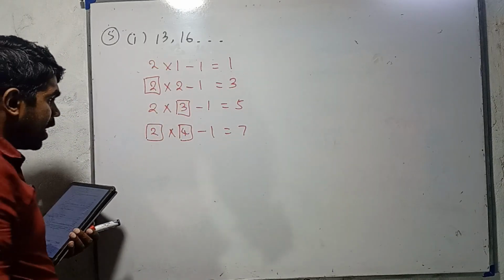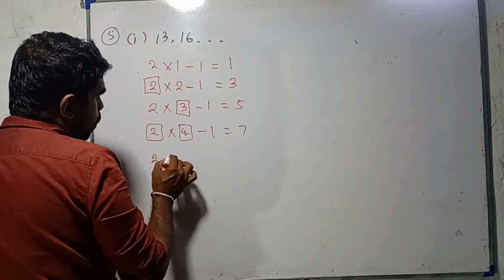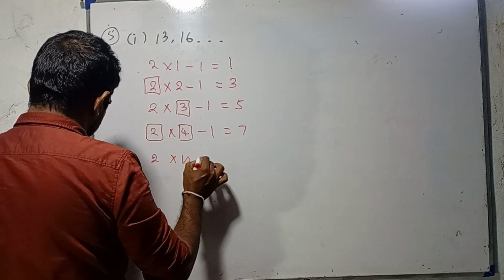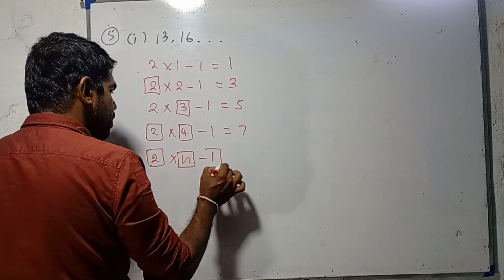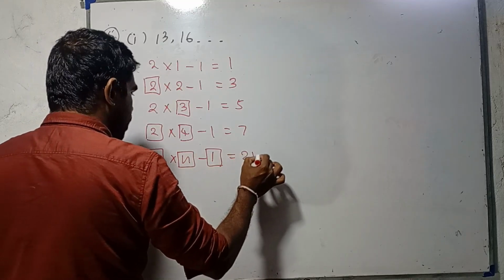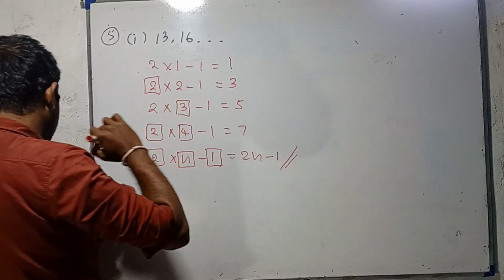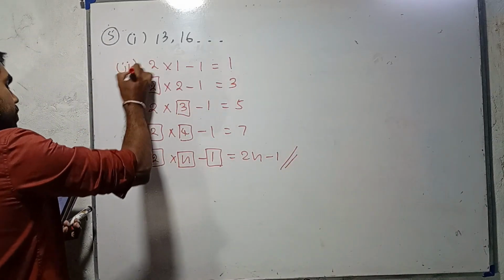Then, when writing the nth term, it should be 2 into n minus 1. These are the blank spaces. 2 into n, 2n minus 1. This one is the general term of the given number pattern.